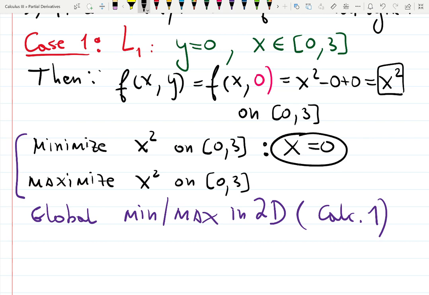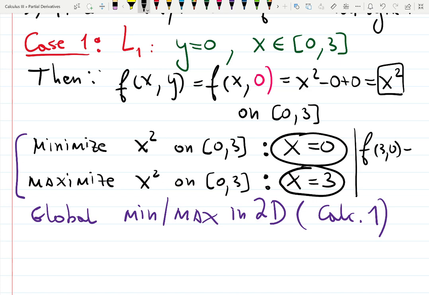It's not always the case. Maybe 2 makes it bigger, but you can check that it's not the case. It's either 0 or 3. So x equals 3 gives you the biggest maximum. And then you plug it back into the original and you get f at (3, 0), which gives you 9. And then the first one, f(0, 0) is 0.